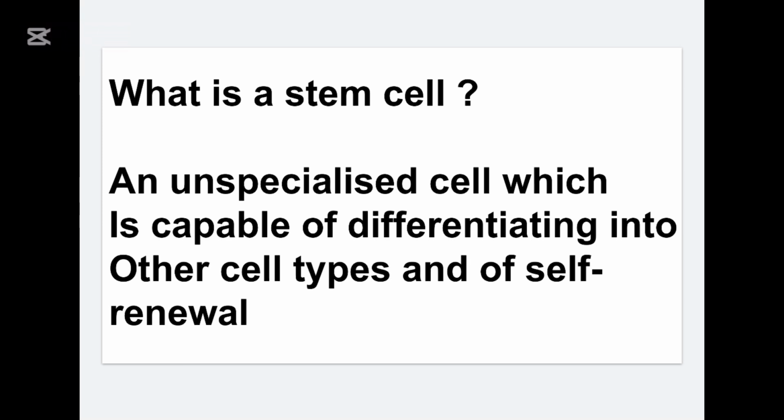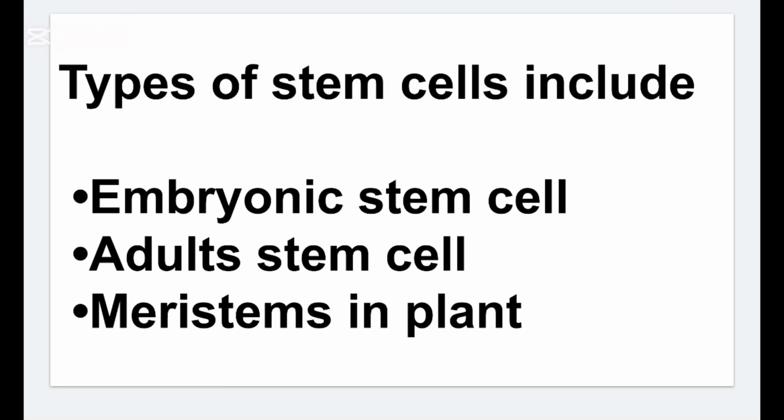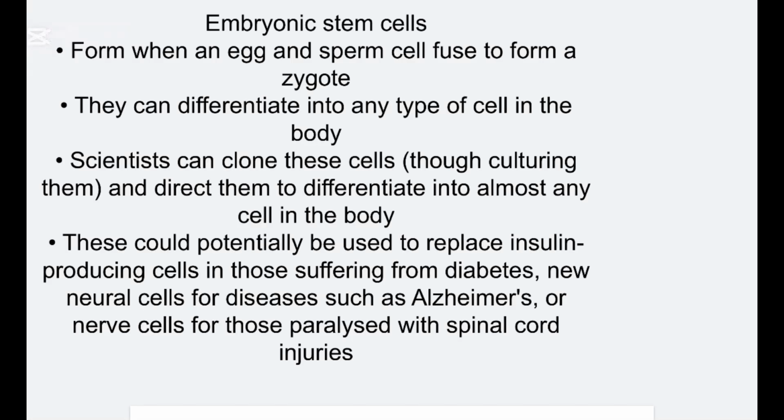Now, what are the types of stem cells? The types of stem cells include embryonic stem cells, adult stem cells, and meristems in plants. Now, let's talk about the embryonic stem cell. This is gotten from an embryo, and it is formed when an egg and a sperm cell fuse to form a zygote. Now, these cells can differentiate into any type of cell in the body.